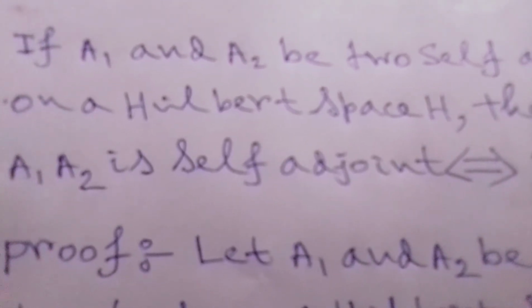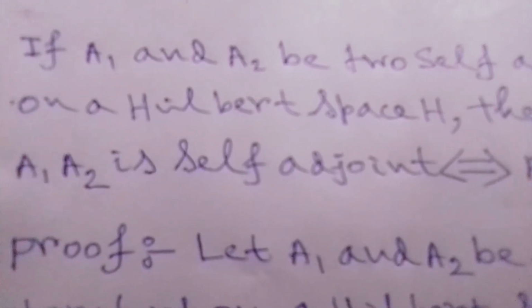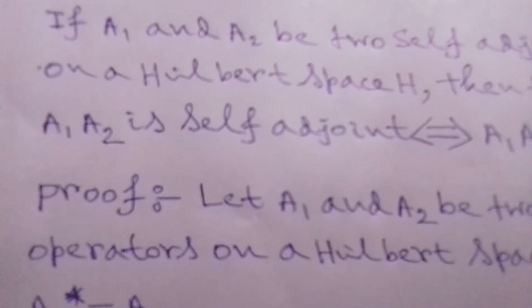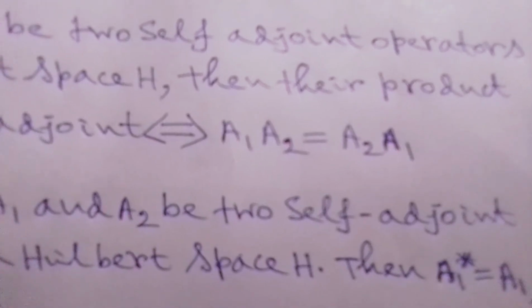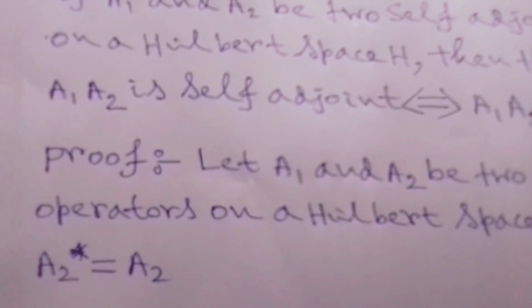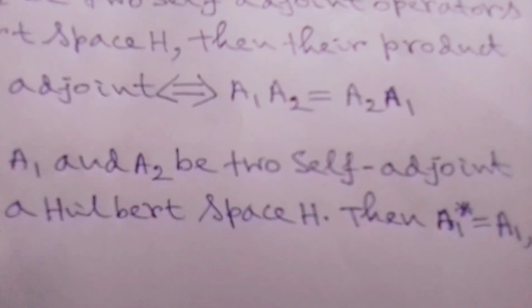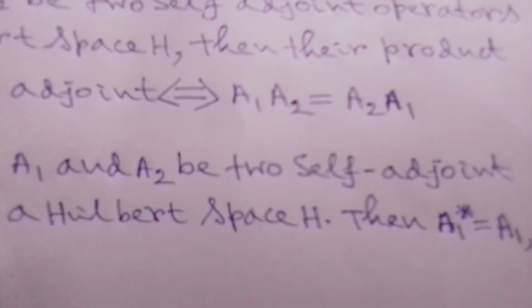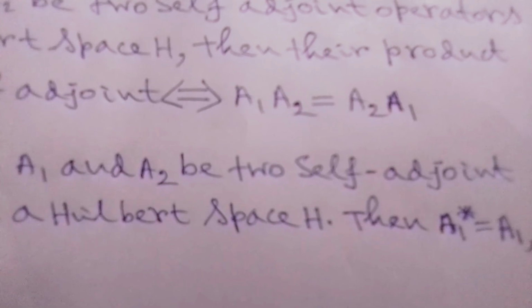If A1 and A2 are two self-adjoint operators on a Hilbert space H, then their product A1 A2 is self-adjoint if and only if A1 A2 equals A2 A1. How to prove this result? Let's watch this video till the end.